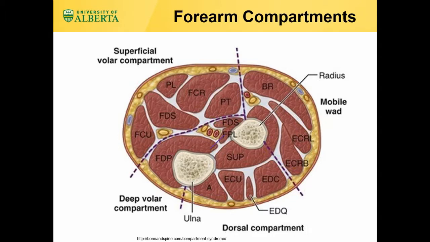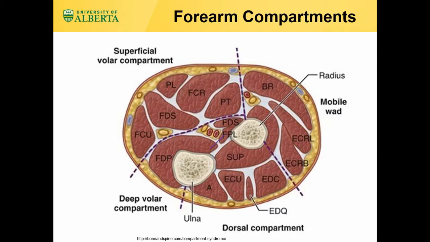Moving medial to lateral, the superficial volar compartment contains the flexor carpi ulnaris, flexor digitorum superficialis, palmaris longus, flexor carpi radialis, and pronator teres muscles. This compartment also contains the ulnar artery and nerve.